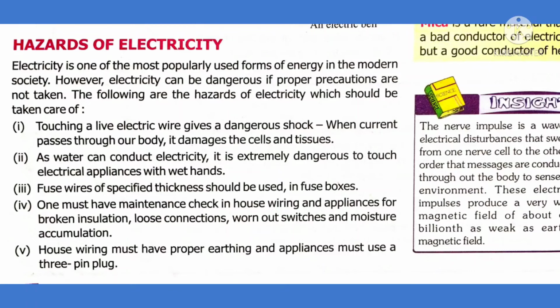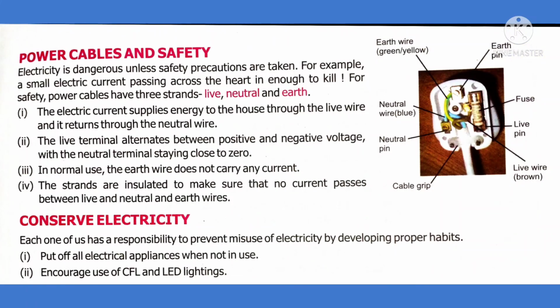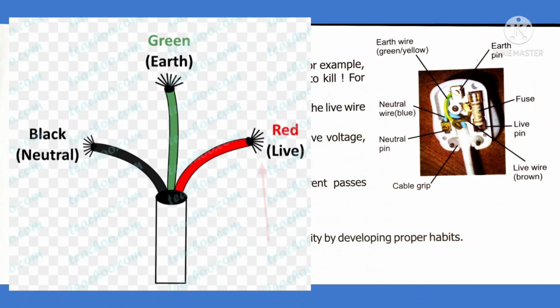We have to go now and then to check the electric wiring in our house, or appliances, for broken insulation, loose connections, worn out tissues or moisture accumulation. These are things to be checked regularly in our house. House wiring must have proper earthing and appliances must use a 3-pin plug. We know that power cables are generally made of 3 types of wires: live wire, neutral wire and earth wire. Live wire is brown in color, neutral wire is blue in color, and earth wire is green or yellow in color.